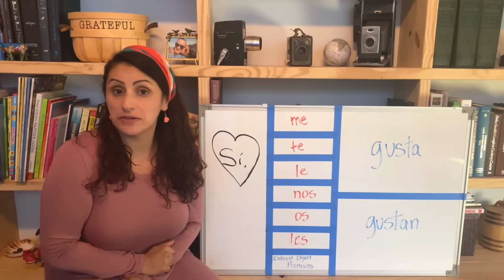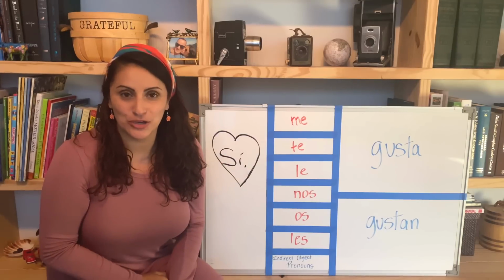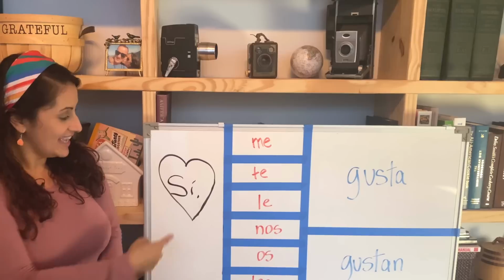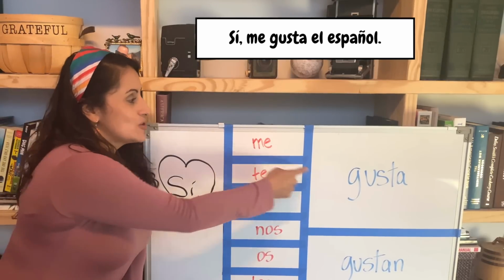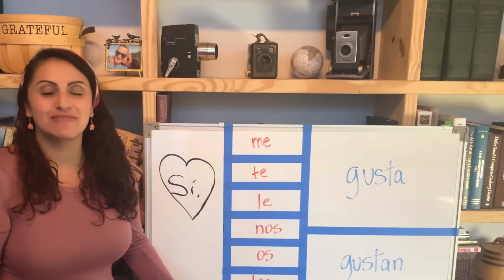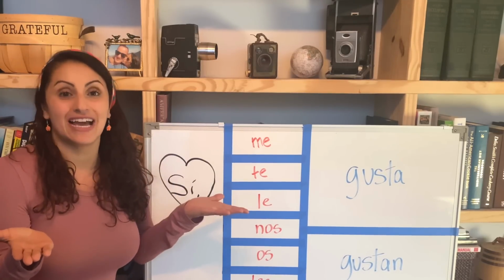You did a super job today with the verb gustar. So now I can ask you, ¿te gusta el español? And you can say, sí, me gusta el español. Thank you so much for joining me today. You should be able now to say that you like things and that you don't like things.